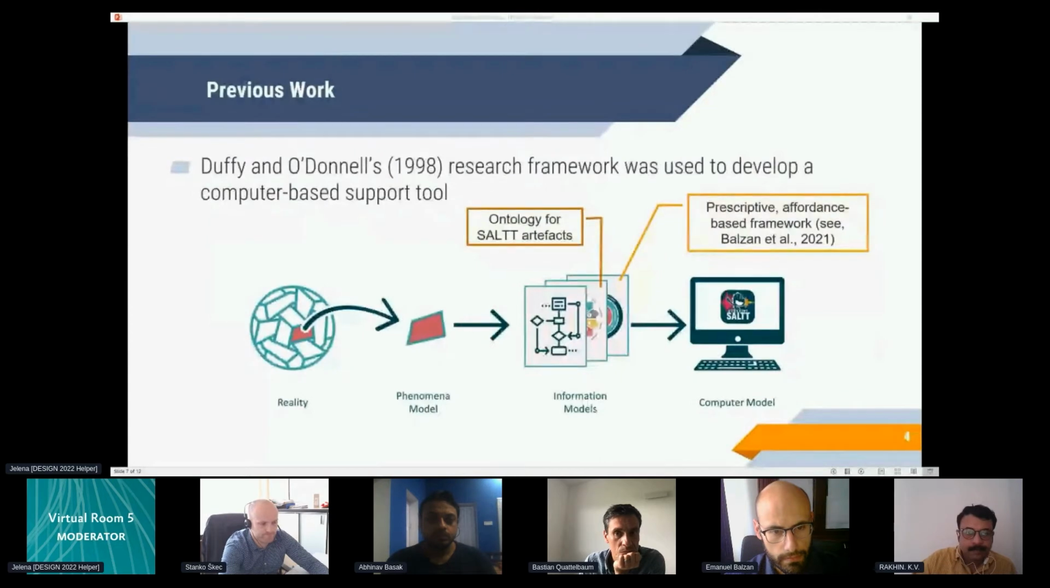One of the information models is a prescriptive, user-centered design framework that maps customer needs into affordance-based requirements. The other is a requirements ontology for the speech and language therapeutic toys. This ontology was created through several interviews and focus groups with therapists and parents, and was later validated by clinicians.